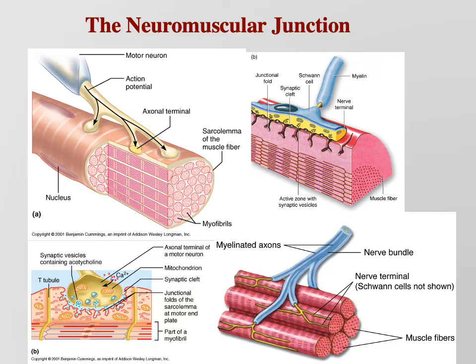There you see different artists' conceptions of what this would look like. See, in the upper right, you can see those nice junctional folds down there on the sarcolemma. You can see the thick and thin filaments down below. You see that nerve terminal. All right, the junctional folds, the synaptic cleft. You can see the neurotransmitters coming out and doing their job.